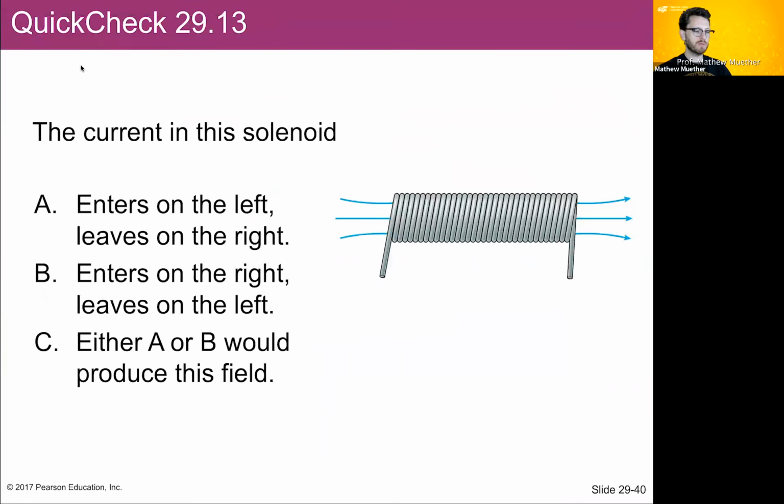What about this one? Here's a solenoid, and I see the direction of the magnetic field pointing through the center of this solenoid. Can you determine what direction the current is flowing around this solenoid? Through which one of the wires is the current flowing into that solenoid?